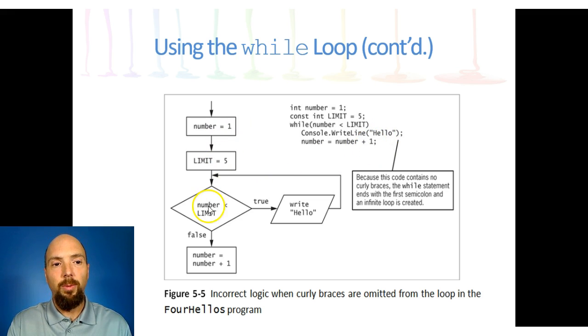So it'll look like this in the flow chart. We have the number is equal to 1, a limit of 5. Our loop would run writing hello 5 times, and after this is done, then it runs that next line of code. Please get in the habit of using the curly brackets. It will prevent you from doing this.